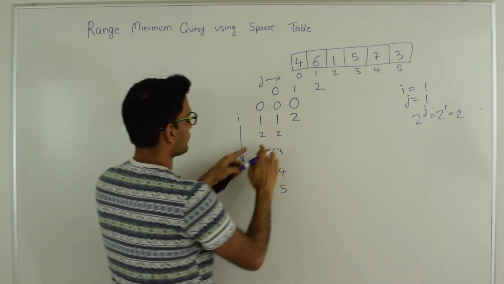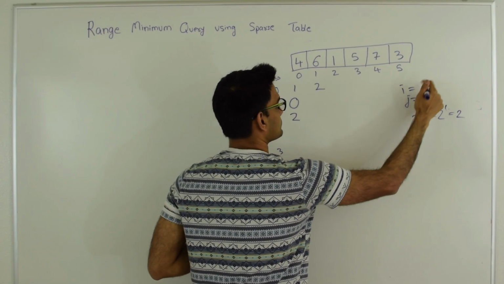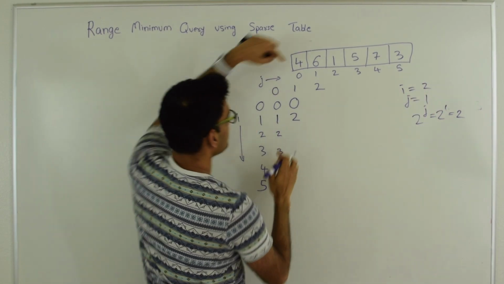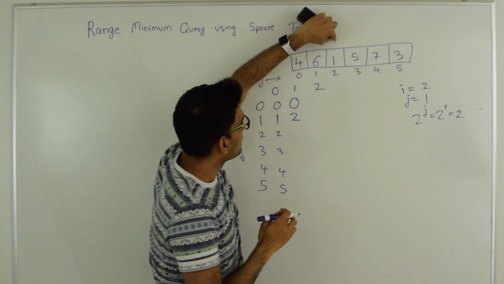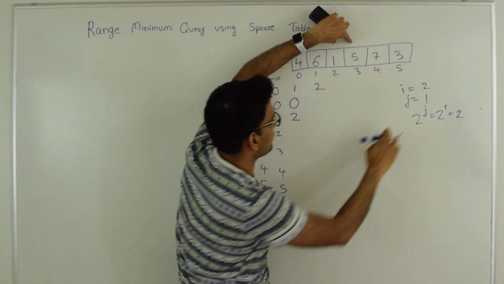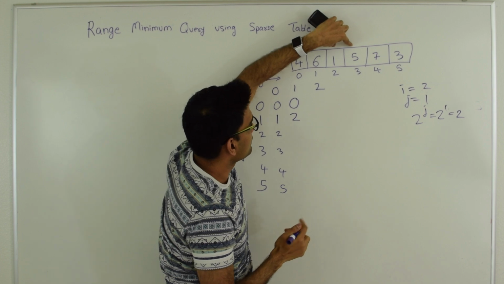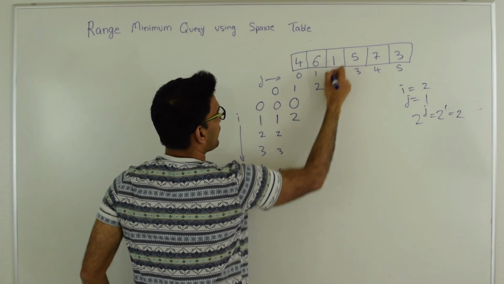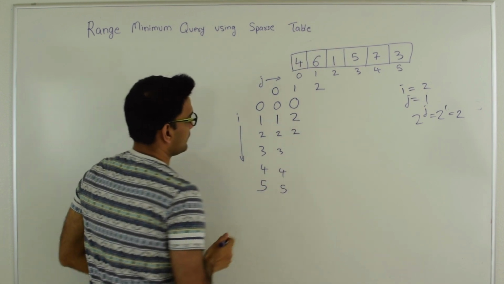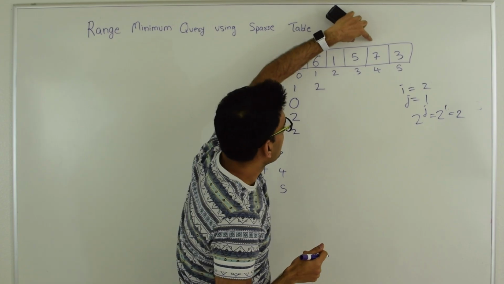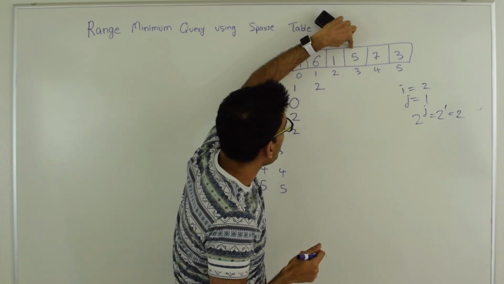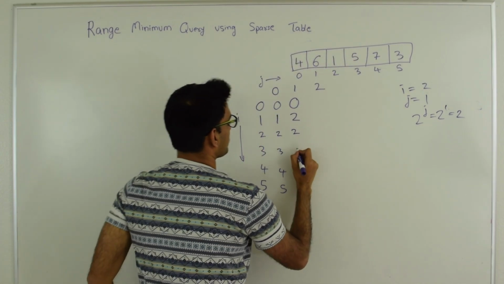So now our i is 2. So starting from 2, we are looking for the minimum among the next 2 elements, because j is 1 and 2 raised to j is 2. So this minimum again is 1, so the index of 1 is 2. Similarly, here among these two guys, the minimum is 5, the index of 5 is 3, so this becomes 3.